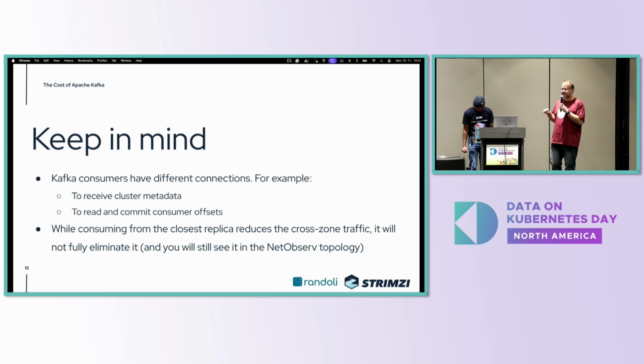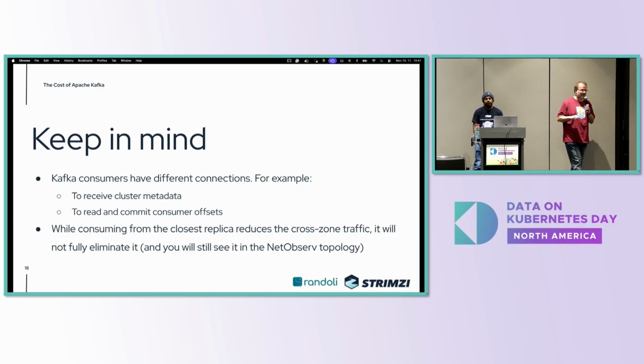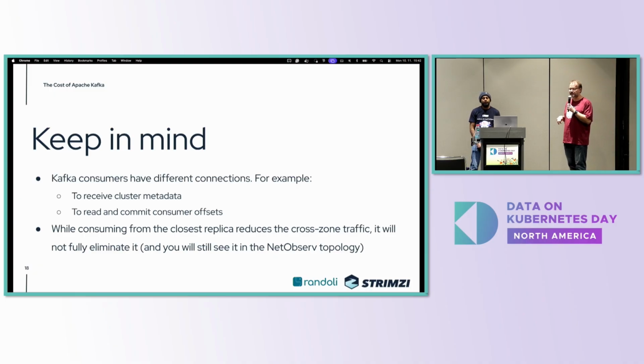So in the diagram I showed in the beginning, which nicely showed that the client is connected only to the brokers in the same zone. If you would try to get the same in the NetObserve topology, it probably won't look that nicely because there will be these connections for committing the offsets and getting the metadata, which might go across the zones. But if you then check the traffic flows, then the bandwidth consumption, that should be within the same zone, and the other connections should be pretty small, just with some minimal data. So yeah, that's something to keep in mind.